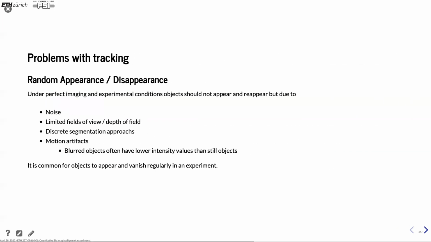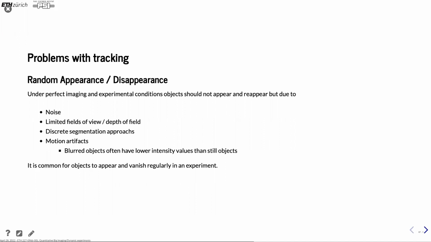The problems we have when we're doing this kind of tracking are, of course, the noise, but it can also be limited field of view or depth of field. Depth of field is particularly for microscopy. Limited field of view is when items are going out of the screen and coming back again. Ideally you should keep your moving items within the same frame. Otherwise you can have problems.